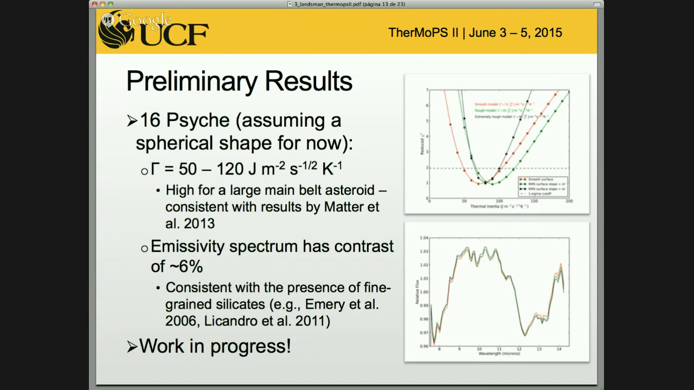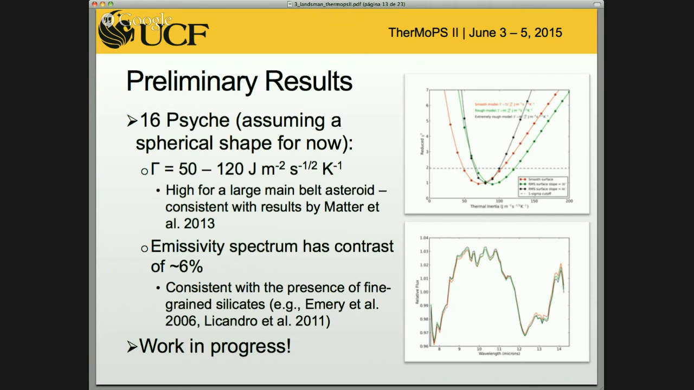But depending on the value of the surface roughness chosen, I found thermal inertia in the range of 50 to 100, 120 in the SI units. It's a little bit lower than the previous range, but it's consistent with the previous results, so that's good. And again, that is quite high for an asteroid of its size.